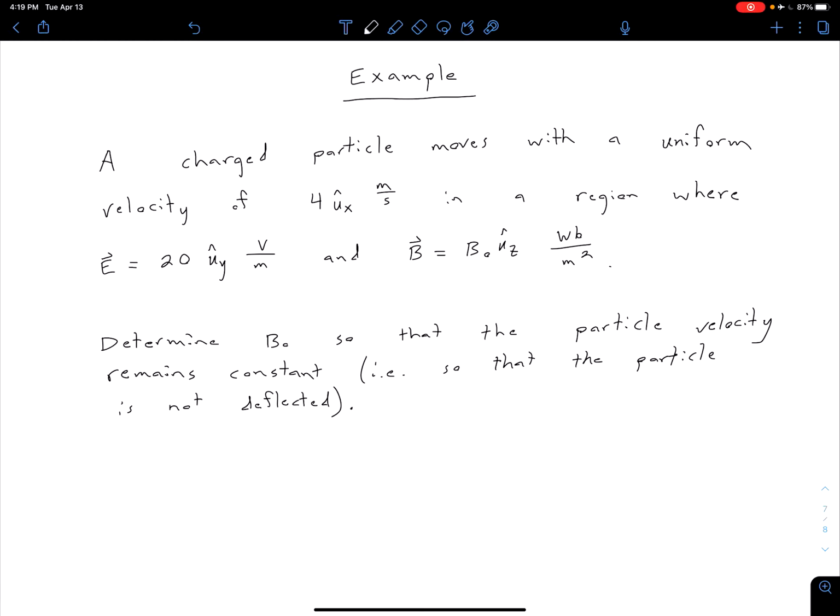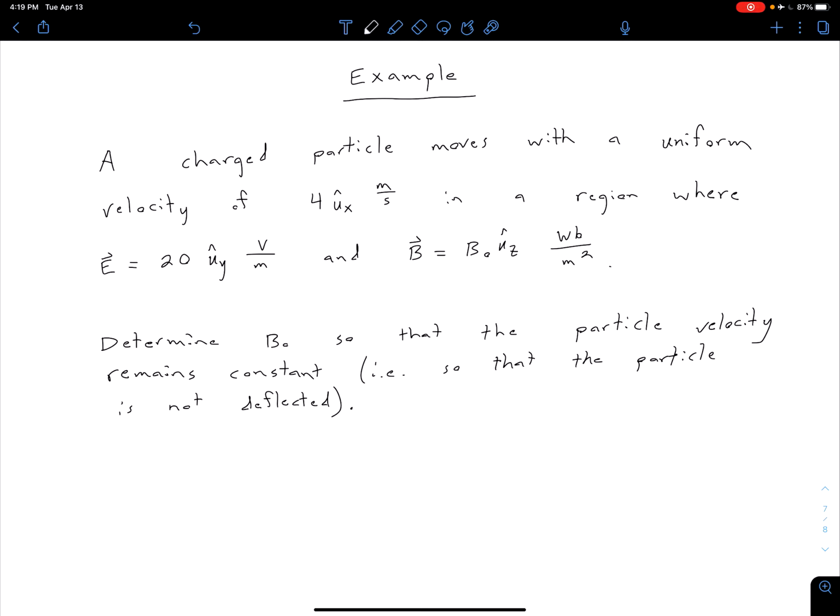Let's now take a look at an example. So in this example, we have a charged particle which is moving with a uniform velocity of 4 meters per second in our x direction. And in this region where it's moving, we have an electric field of 20 volts per meter in our y direction and a magnetic field of B naught Webers per square meter in the z direction.